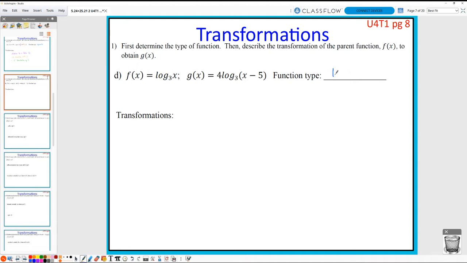With the log, it's pretty easy, right? That's just a logarithmic function. And be careful here, right? You see that the original function is log base 3 of x. My main function is log base 3, and you'll notice parentheses x minus 5. So that tells me that this is my a value. So 4 is my a. There's no negative, so there's no reflection. This is just a dilation by a factor of 4.